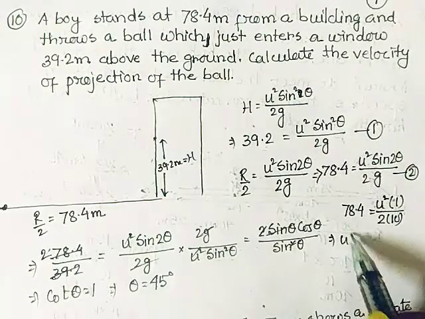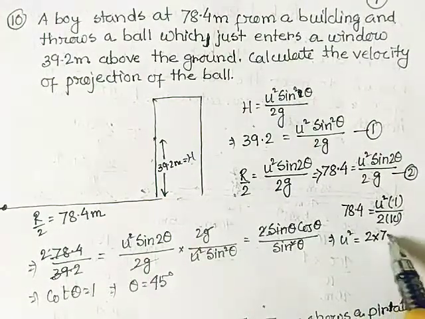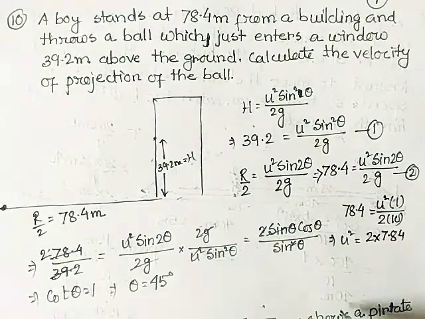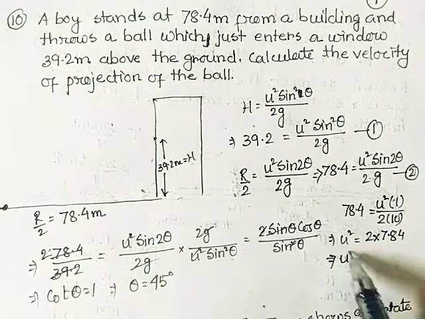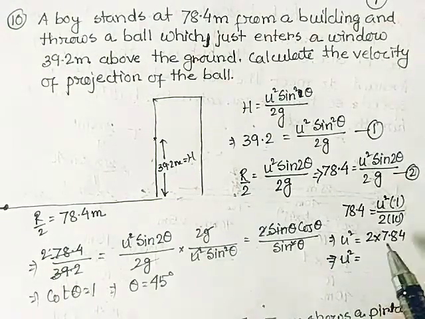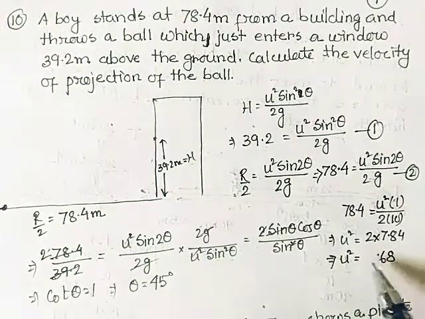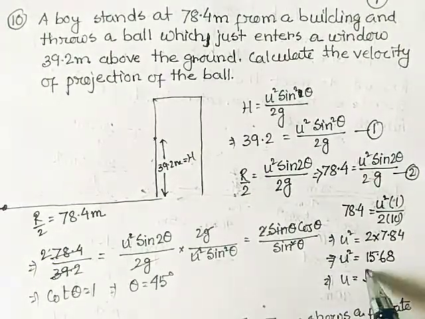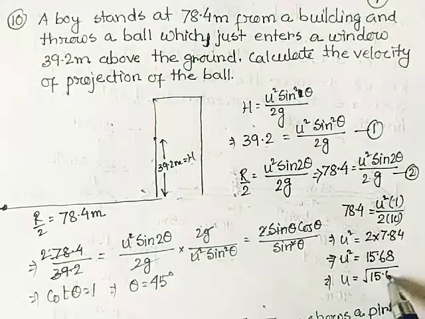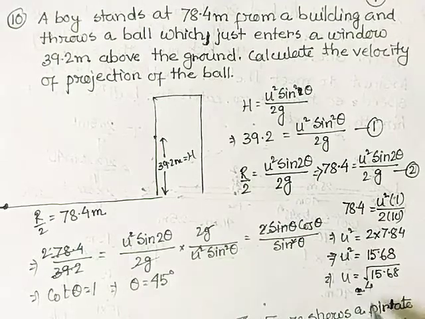So u square equals 2 into 7.84. So u square is equal to 15.68, and the square root of 15.68 is approximately, we can say, 4.